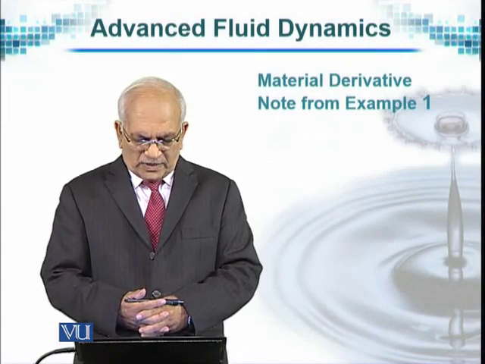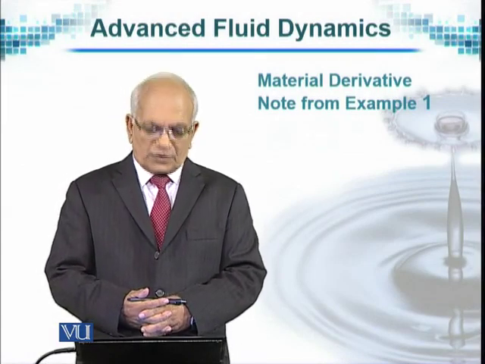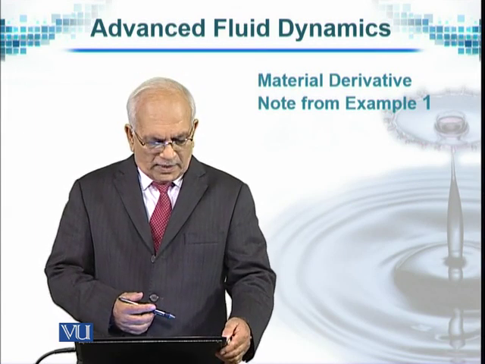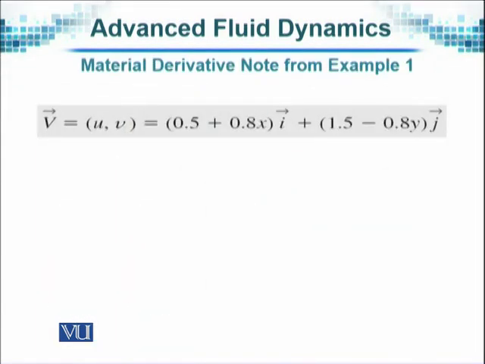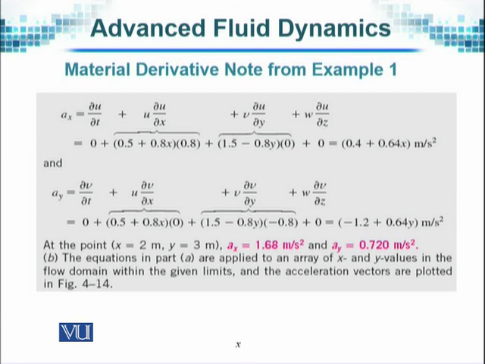So we continue with the same example in which the velocity field is given to us in a two-dimensional situation, where the components u and v of the velocity are as indicated in the velocity vector in two-dimensional motion. i, j are unit vectors in x and y respectively, and this time, by using the formula for material derivative, we try to calculate the acceleration field and its relevant components.